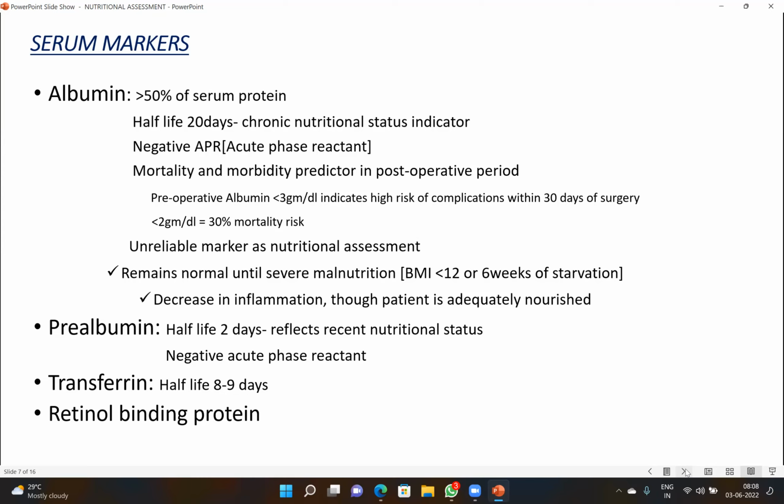Pre-albumin has a half-life of 2 days and it reflects recent nutritional status. It is also a negative acute phase reactant, which means it decreases in inflammation. Transferrin half-life is 8 to 9 days. Retinol binding protein.